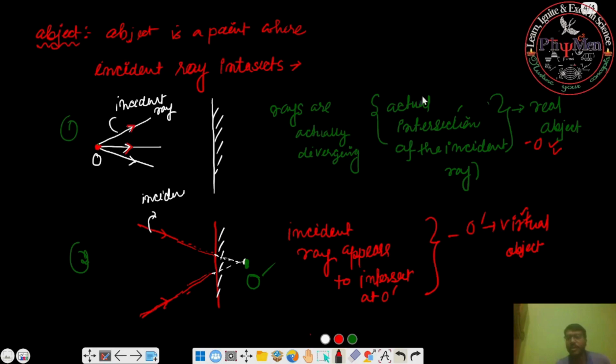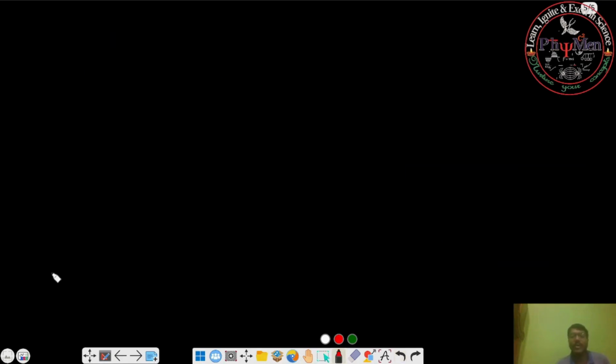In real object, there will be the actual intersection of the incident ray. That means the light ray will actually come from the object. Okay. So this will be a real object. And here incident ray will appear to intersect at O dash, but not the actual intersection. So this will be your virtual object. Got it, students? Okay. फिर हम लोग देखते हैं कि इमेज किसको बोलते हैं.